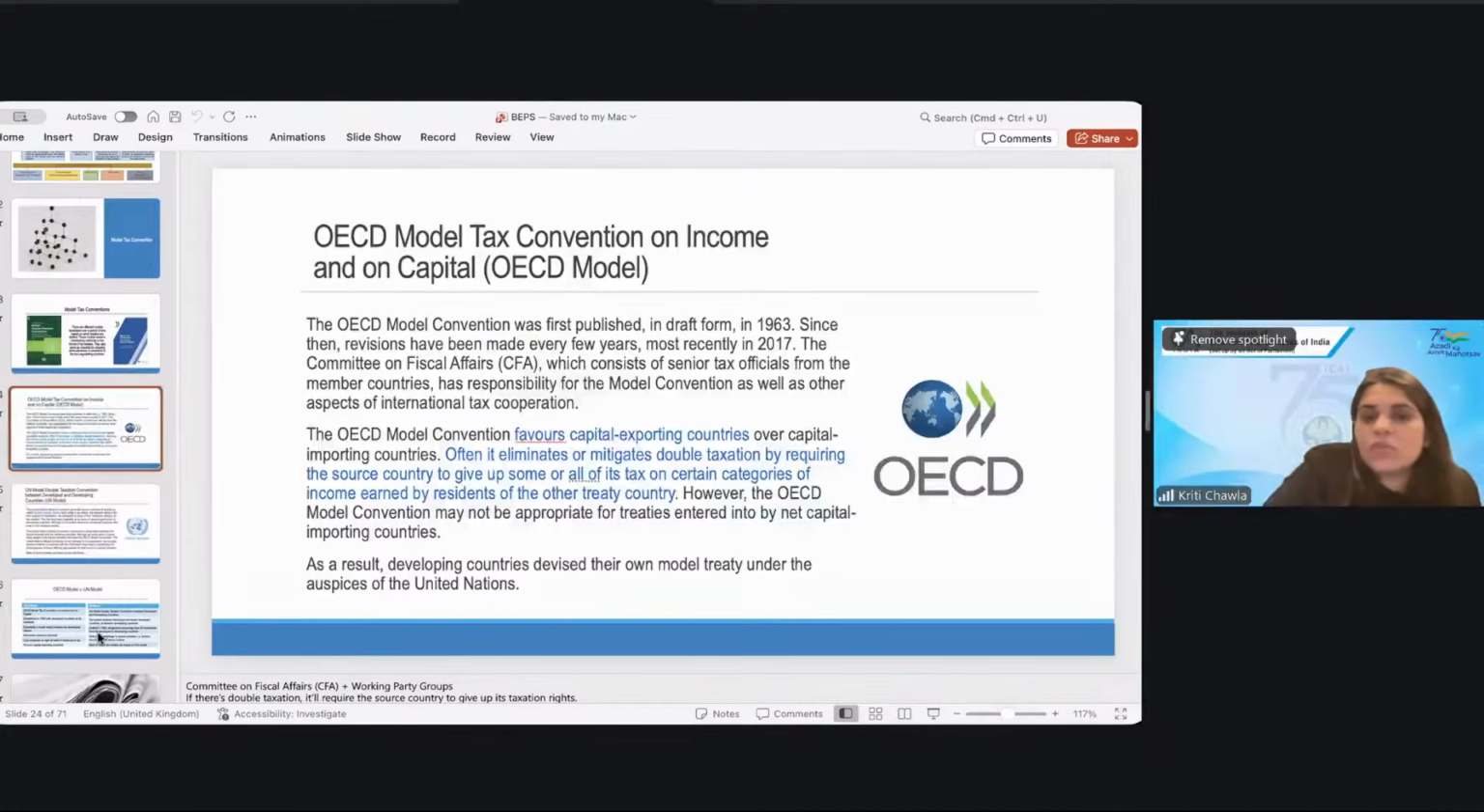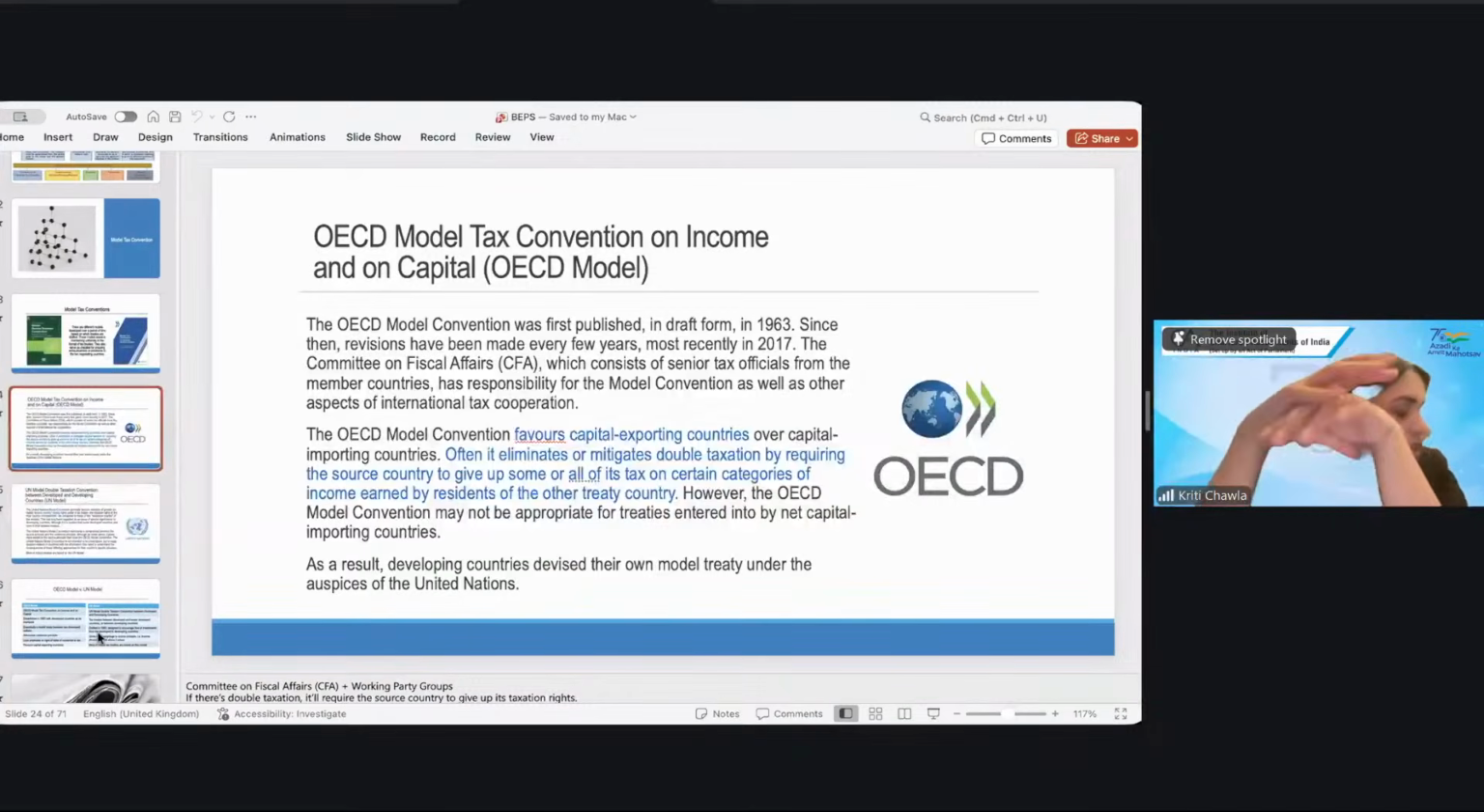Well, the OECD model was first published in draft form in 1963, and since then there have been revisions to this particular model. There is also something called the CFA, which is the Committee on Fiscal Affairs. This particular committee, with the working party groups, has the responsibility for these model tax conventions and obviously other matters of international tax cooperation.